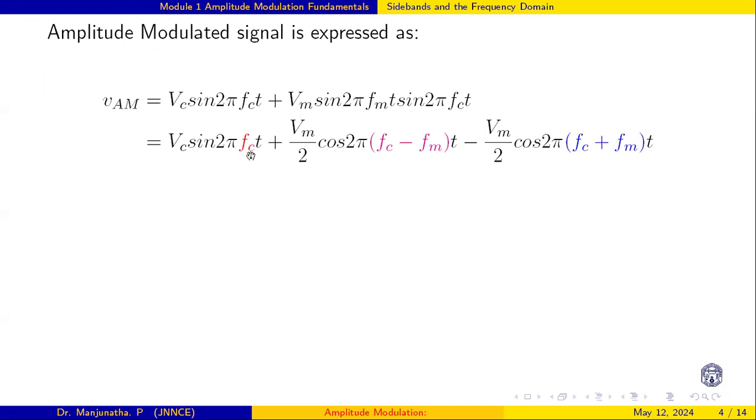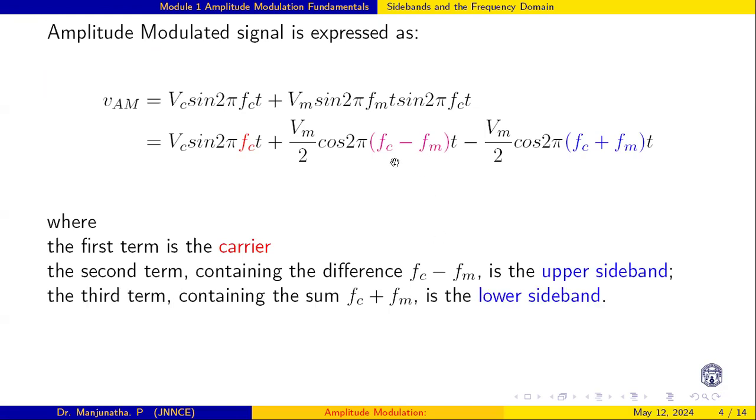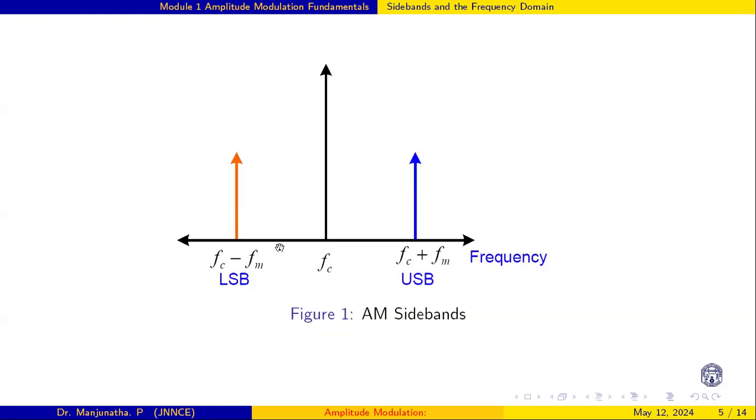Here, coming to the frequency components, there is one frequency called the carrier frequency fc, and then fc minus fm and fc plus fm. These are the two sidebands. The first term is the carrier, fc minus fm is called the lower sideband, and fc plus fm is called the upper sideband. And this is the spectrum.